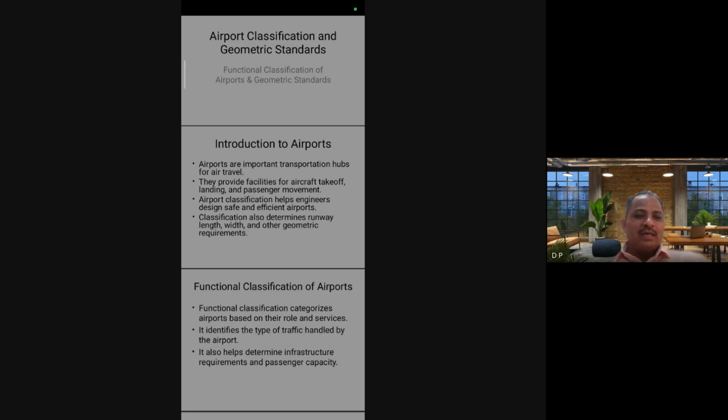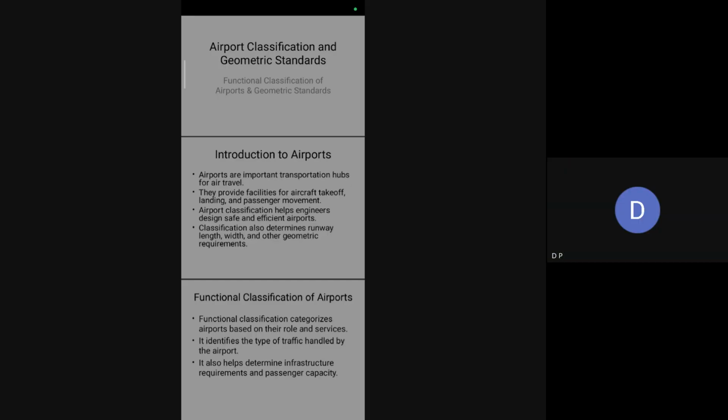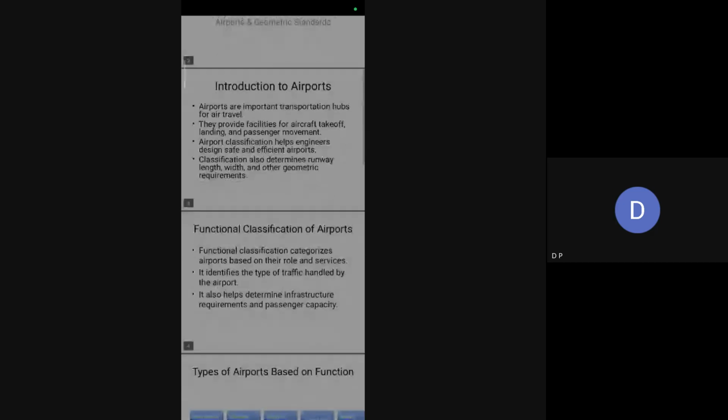Maneshwar, you can start. Introduction to airports. Airports are important transportation hubs for travel and they provide facilities for aircraft taking off, landing, and various operations for passenger movements. Airport classification helps engineers design a safe and efficient airport. Classification also determines runway length, width, and geometric standards required.